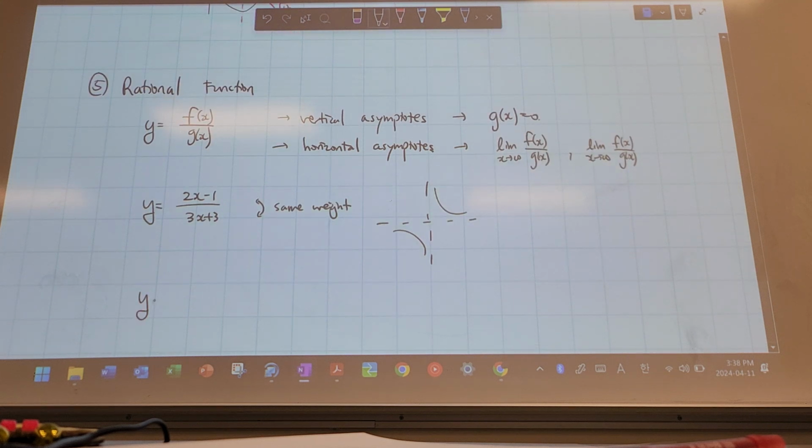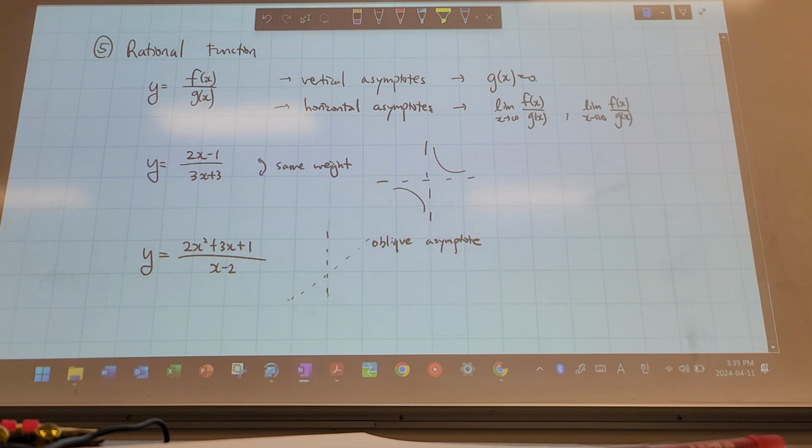Sometimes you'll see some functions like 2x squared plus 3x plus 1 over x minus 2. Then the top side's heavier. Then this time we're going to have a function that goes like this. So this time we have an oblique asymptote. That's the name, if I can spell it. Oblique. And we still have a vertical asymptote. So we either have a function like this, or we also could have a function like this. Either the red one or the black one.